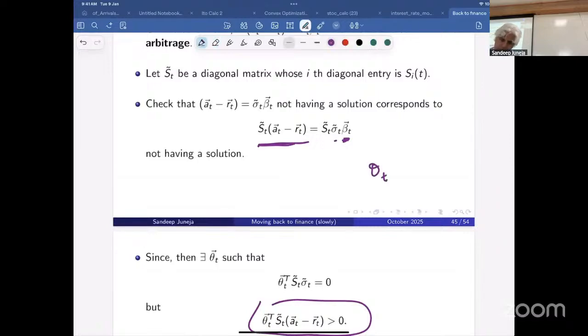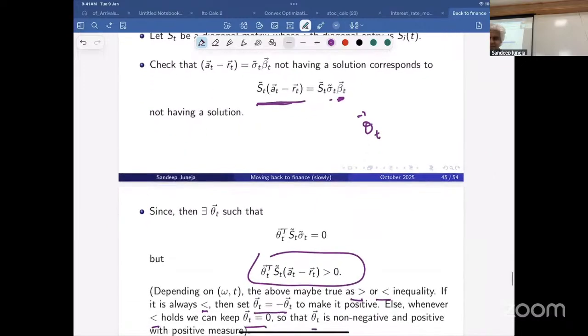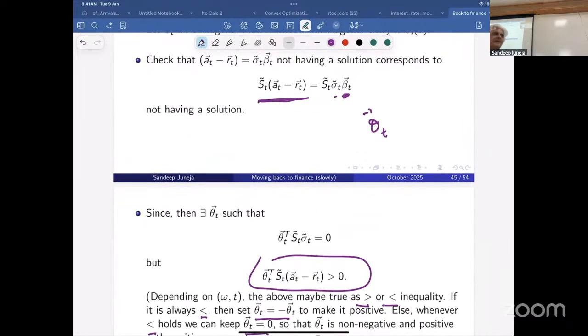I mean, just to be clear, you're saying sigma t is not invertible, hence, so now instead of sigma t, you're looking at S t sigma t, and you're saying this is not invertible, so hence it has a non-zero null space. Yeah. For the right hand side, it's 0, left hand side, it's not 0. If it's not 0, you can always just reverse and make it positive. Yeah, that's right. So at the end of it, I can get theta t.